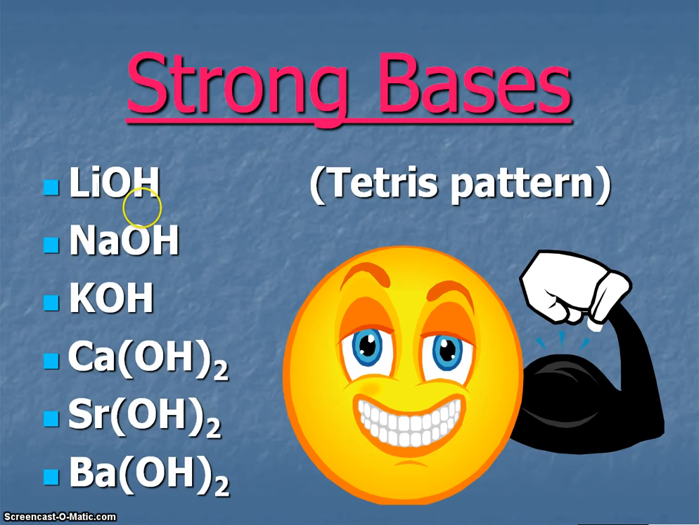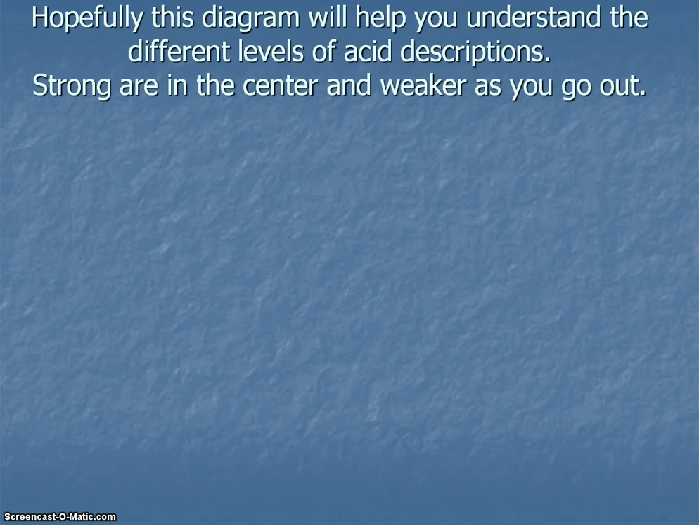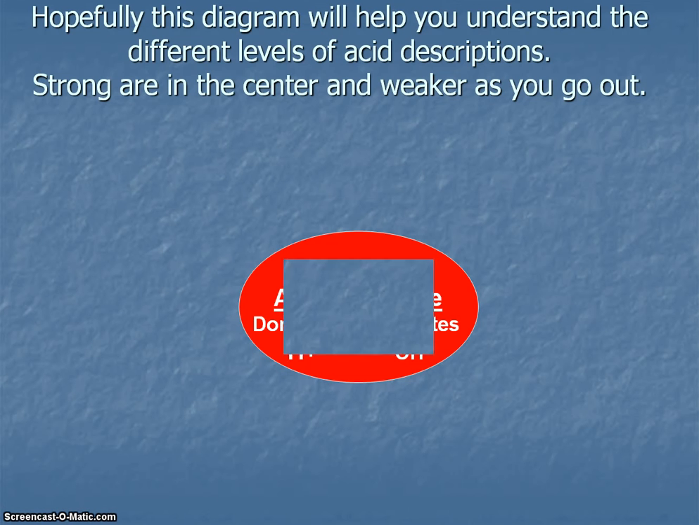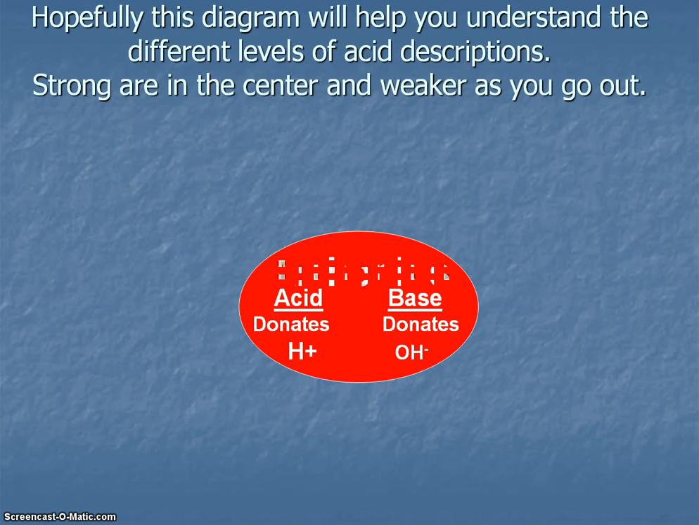Okay, we're going back. So hopefully this diagram that I'm going to give you will help you to understand the different levels of acid. There's several different descriptions. The stronger ones are in the center. It's sort of like a bullseye, okay, and the weaker ones as you go out. So the first one we talk about is called Arrhenius. And Arrhenius defined an acid as something that donates a hydrogen, and a base as something that donates an OH. So that's pretty easy. If it loses a hydrogen, it's an acid. If it loses an OH, it's a base.